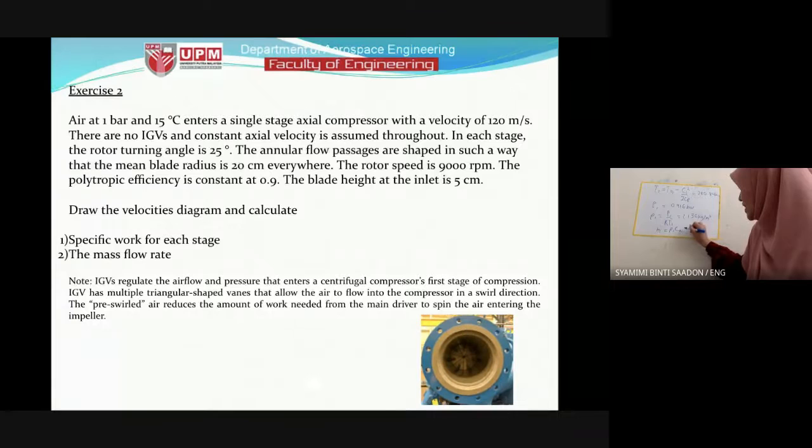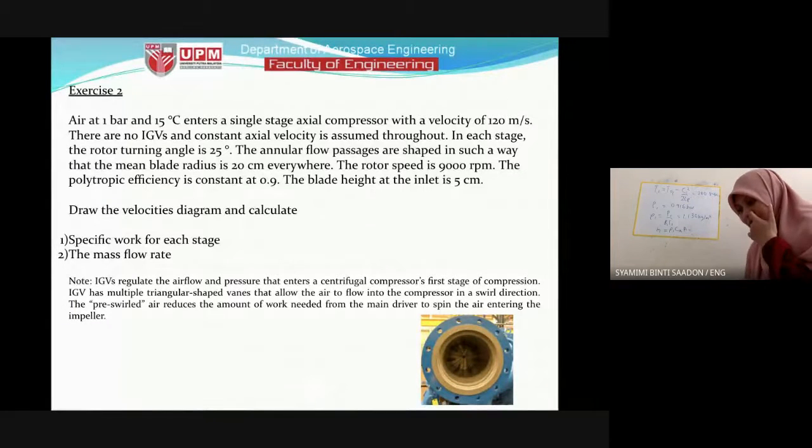The one that is different is the area. This time for the axial compressor, the area is not pi over 4 d squared anymore, because we have to understand how the fluid enters the stage axially. The area for an axial compressor is 2 pi r times h. H is the blade height, which is why the blade height is given here, 5 cm. And R is the mean blade radius, 20 centimeters.